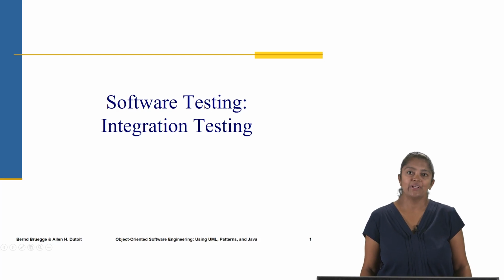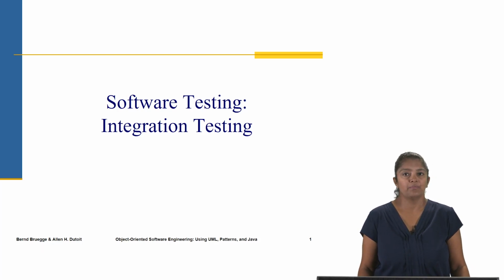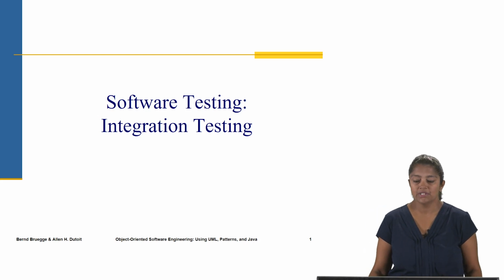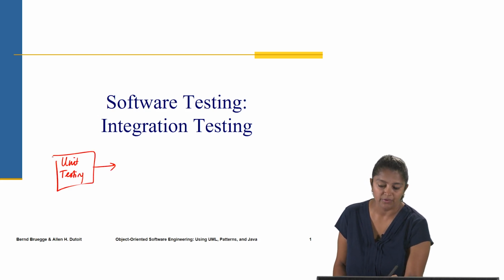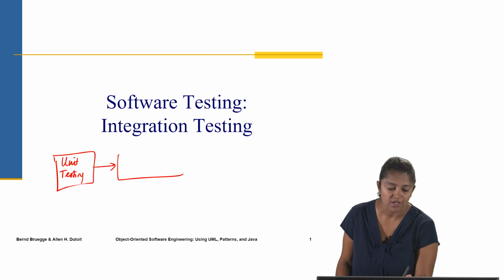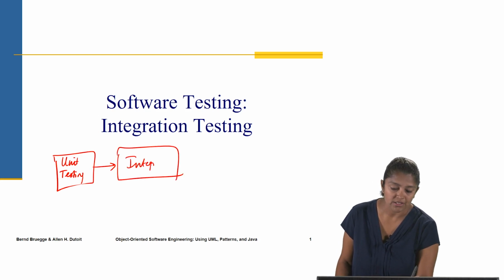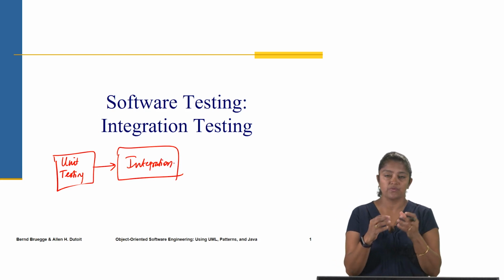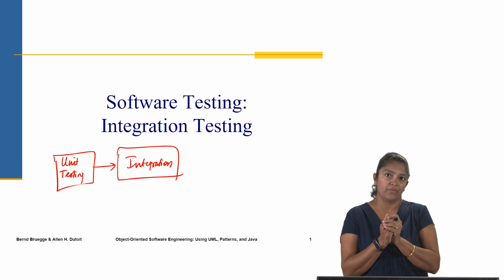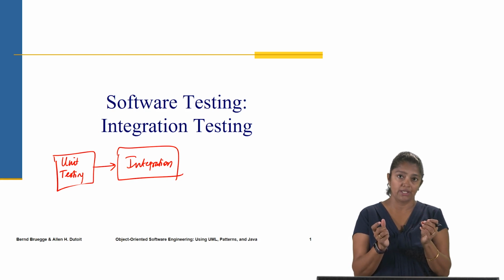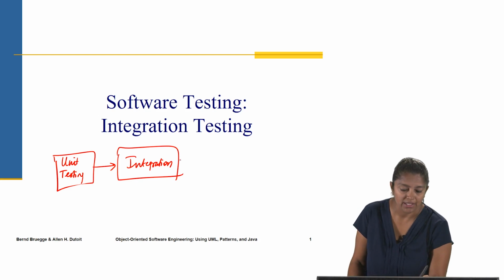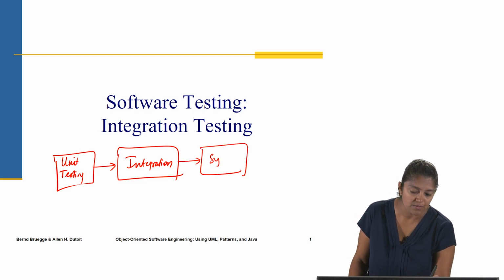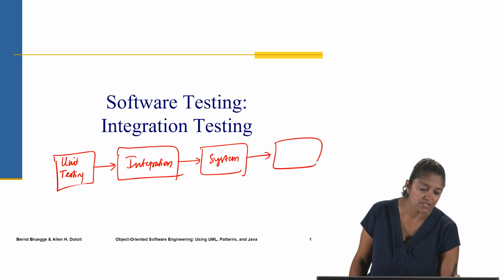Hi, in this video we'll go over integration testing. As you saw in the previous videos on software testing overview, the testing life cycle consists of unit testing as the first step, where individual units are thoroughly tested first, followed by integration testing. This is where subsystems with multiple units put together are tested to make sure that the interaction between various units is happening correctly, and that's followed by system testing and then acceptance testing.